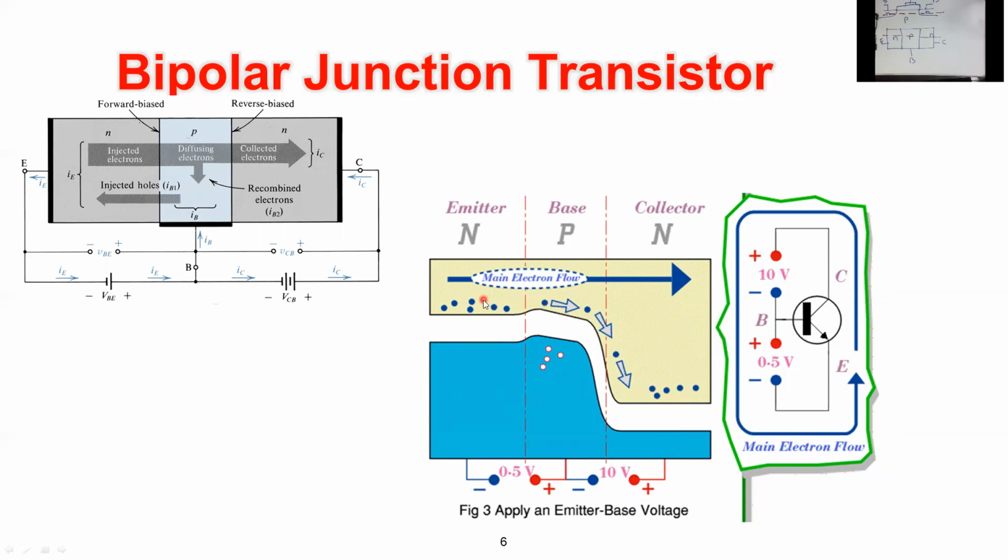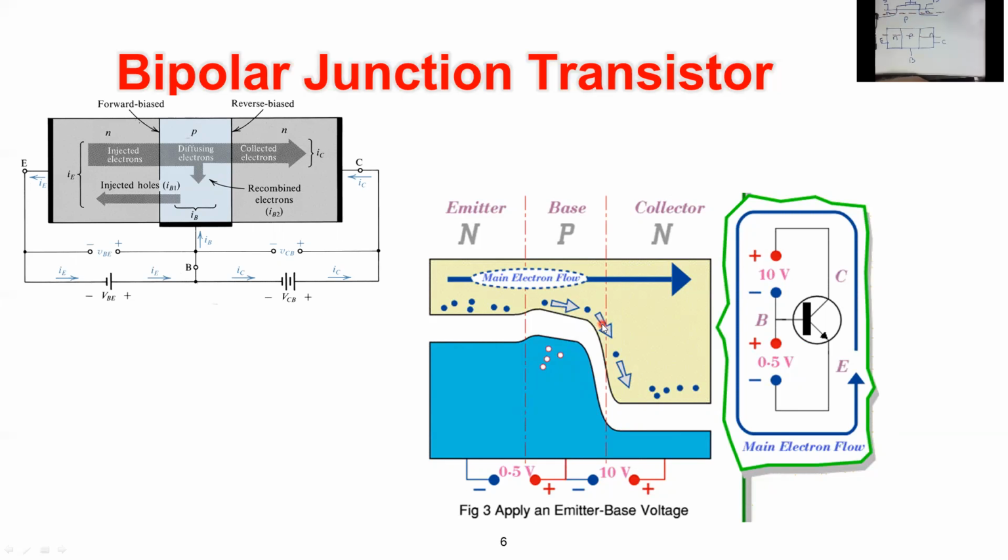As you can see, this is the emitter because this is the place where we emit the electron. And this is the collector because this is the place where we collect the electron. And in between, this is the base. This is the valve. Whenever we destroy the barrier in the valve, electrons will start to move.